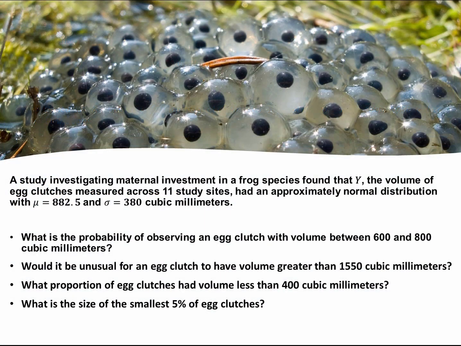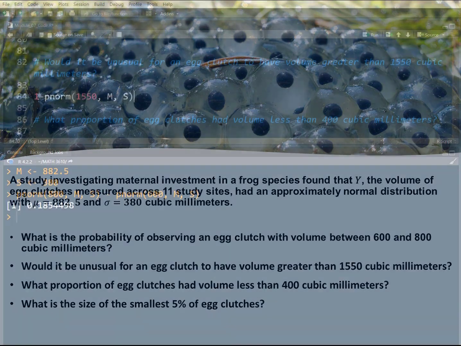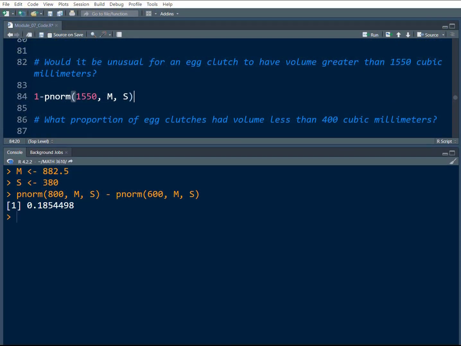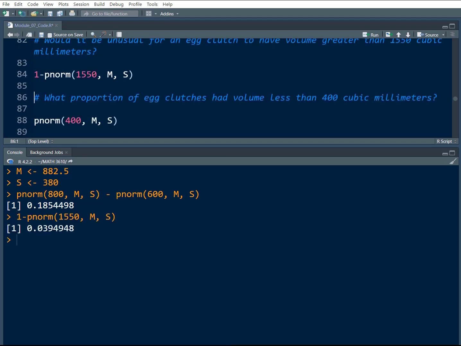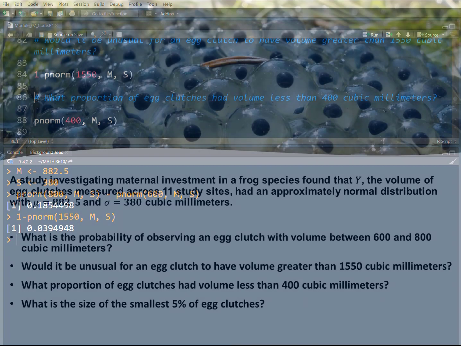Would it be unusual for an egg clutch to have a volume greater than 1,550 cubic millimeters? When dealing with greater than probabilities, we first find the corresponding less than probability, and then subtract that from 1. We have 1 minus pnorm(1550, m, s), which equals 0.0395. It would be unusual to find an egg clutch with that much volume.